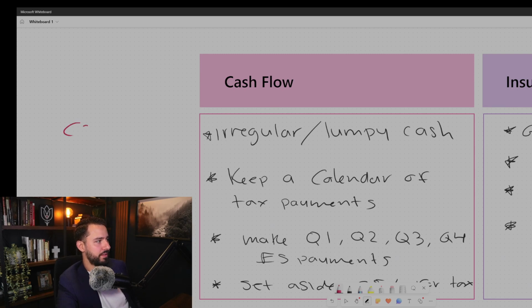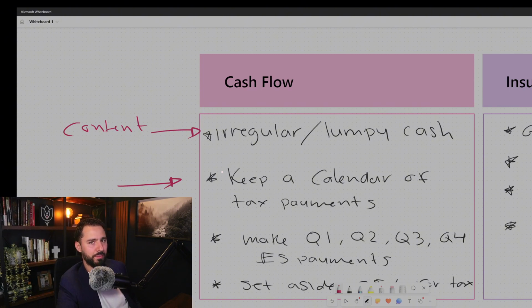As a business owner, if you're a content creator, you definitely have irregular, lumpy cash, especially if you have any brand deals or anything like that. You guys have a lot of lumpy cash, so you need to learn how to manage that. I would keep some sort of calendar of where your income is coming from and where it's going. I have an Excel spreadsheet. Feel free to DM me. I'm happy to send it to you at no cost.